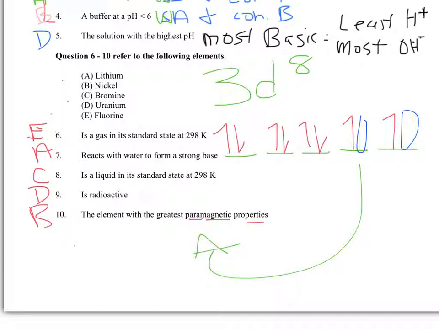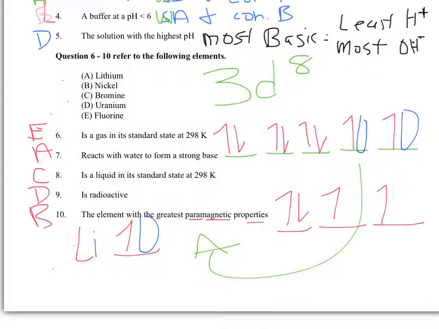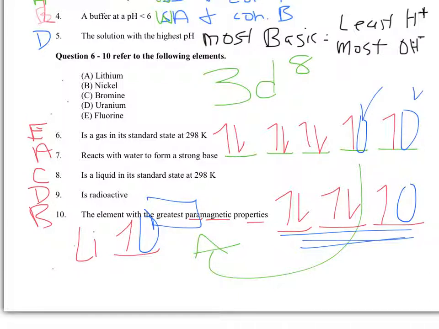But if you look at lithium, and I just want to show you this, lithium is 2s1. Well, it's only missing how many electrons? It's just missing 1. If you look at bromine, bromine is 4p5, right? So 1, 2, 3, 4, 5. How many is bromine missing? Just 1. So does that make sense? And fluorine is the exact same as bromine because they're both halogens. So the reason nickel has the greatest paramagnetic property is because it's missing 2 electrons. And then we wouldn't even talk about uranium on that.